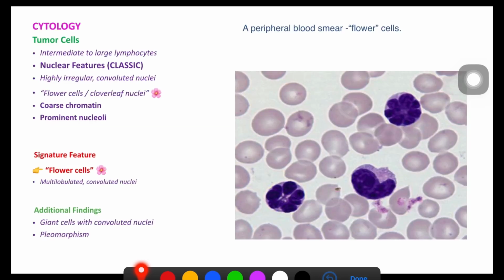So tumor cells, these are the classic nuclear features, which is in the intermediate to large lymphocytes, where you will find highly irregular convoluted nuclei, which is called flower cells or clover leaf nuclei. So this is the hallmark of this adult T-cell leukemia: coarse chromatin and prominent nucleoli. So signature feature is flower cells, multilobulated or convoluted nuclei. You may find giant cells with convoluted nuclei and pleomorphism.